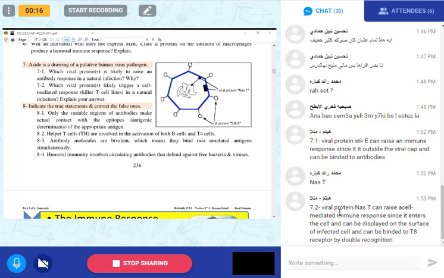Indicate the true statement and correct the false one. Only the variable region of antibodies makes actual contact with the epitope antigenic of the appropriate antigen. True or false?